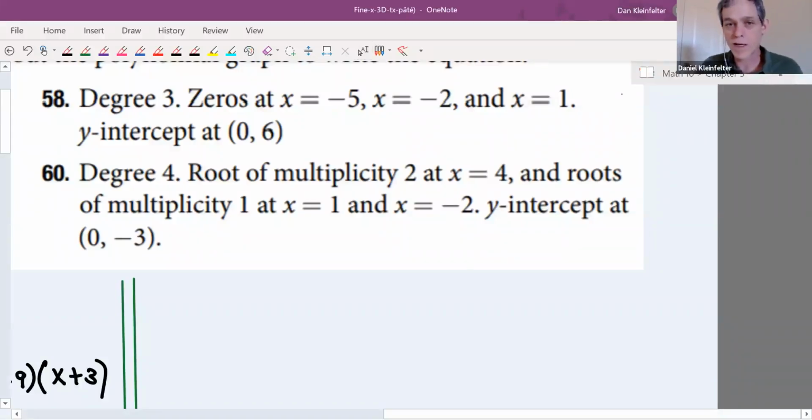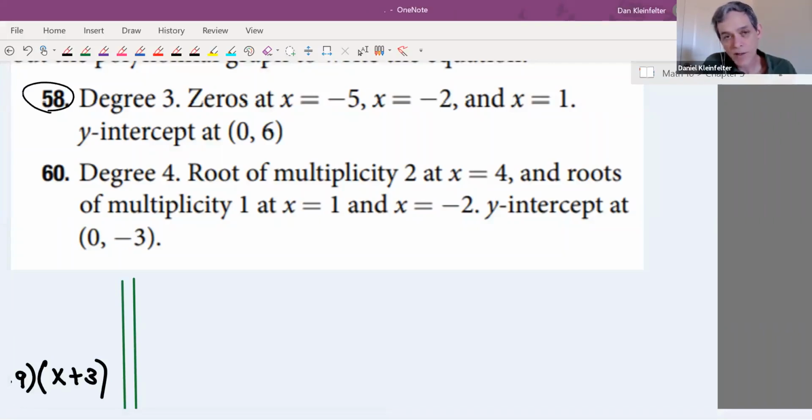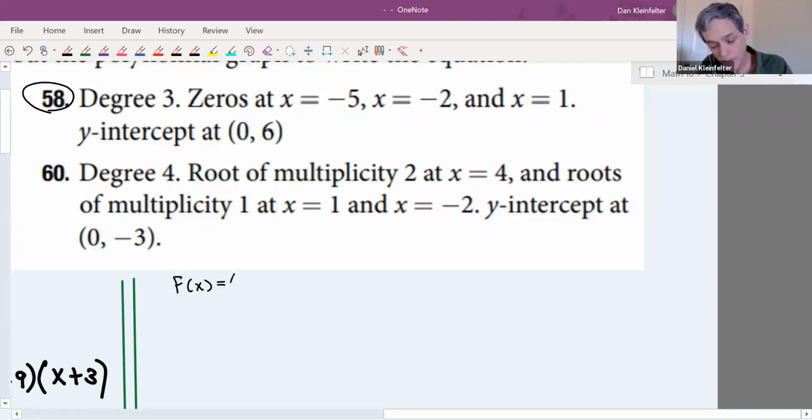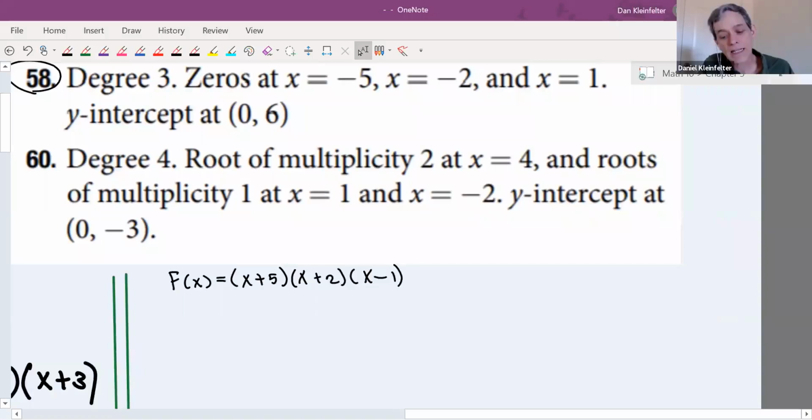Let's go ahead and do one more example of that, because I recognize that that can appear kind of tricky. So we're going to try also number 58. So in 58, it says we want a polynomial of degree 3. It's supposed to have zeros at -5, -2, and 1. So it doesn't say anything about the multiplicity there. So they're all 1. Plus, if it's degree 3, each one can only be multiplicity 1. So a kind of rough draft of this polynomial would look like x plus 5, x plus 2, x minus 1. Okay, that would give us all of the correct zeros.